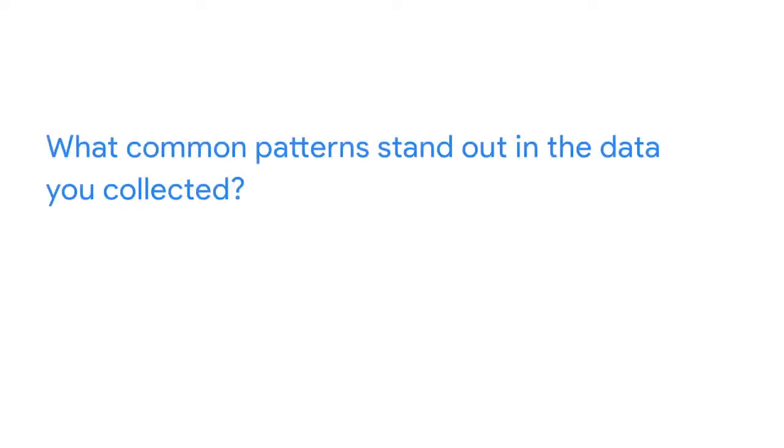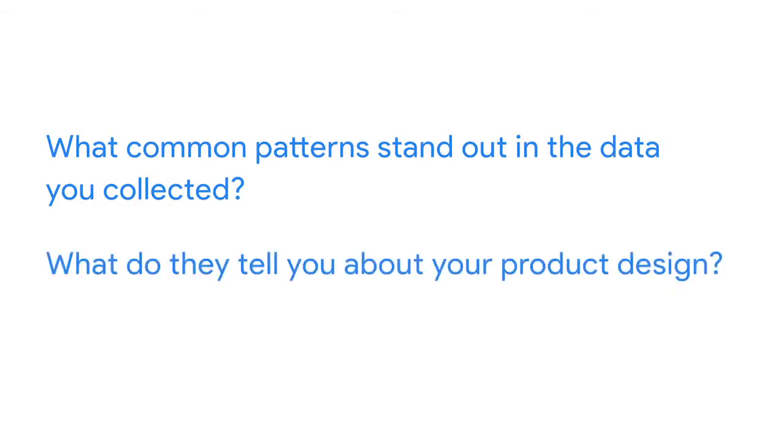Welcome back. You've now learned how to gather all of the data from your research in one place and organize that data so it's easy to understand. Now it's time to find themes in that data. To do this, we'll ask ourselves two key questions. What common patterns stand out in the data you collected? And what do they tell you about your product design? Let's revisit our example usability study. To do this, let's open up the spreadsheet we used to take notes.